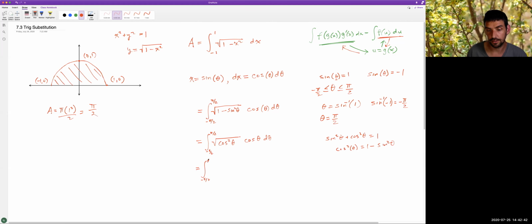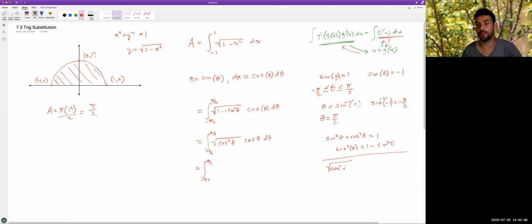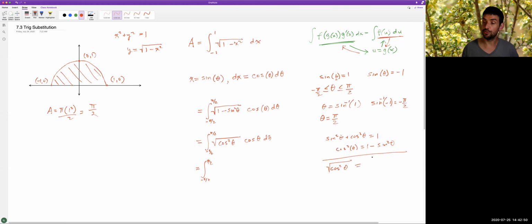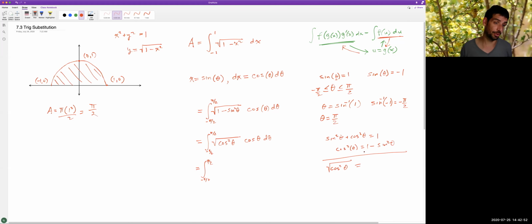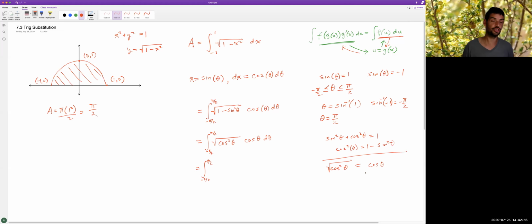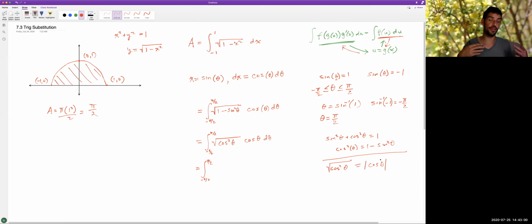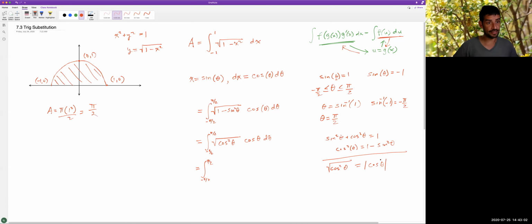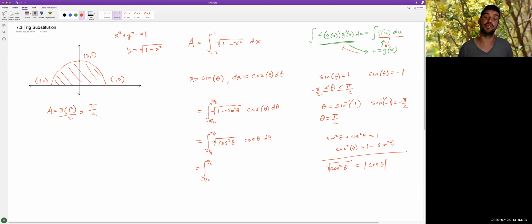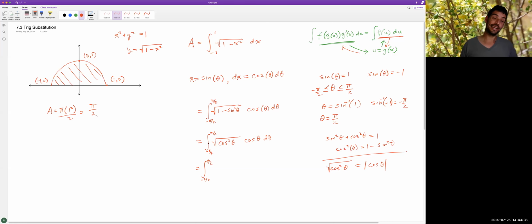Now, let's do some more side work. The square root of cosine squared theta, right? If you take something and square it and take the square root, we want to say we just get it back, but that's not the case. We get the absolute value of it, right? If you take a number and square it and then take the positive square root, remember this symbol is not just the square root, it's the positive square root. You're taking the absolute value.